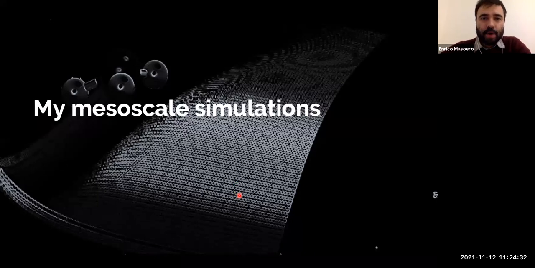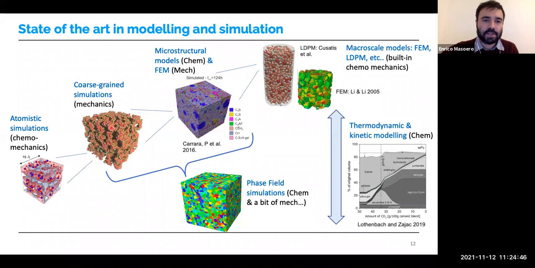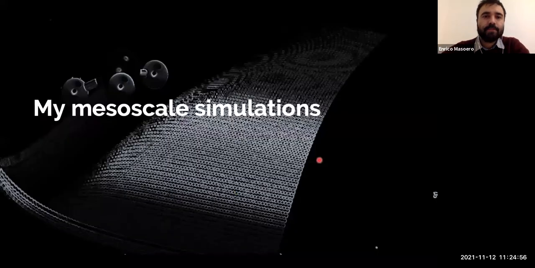So let's take a break now. Let's take a breath. This was the context that I wanted to give you to get to the point of why I developed a different type of simulations that is trying to pick different elements from these models, specifically phase field and thermodynamic, and trying to combine them in a way that gives us access to degradation mechanisms in concrete.